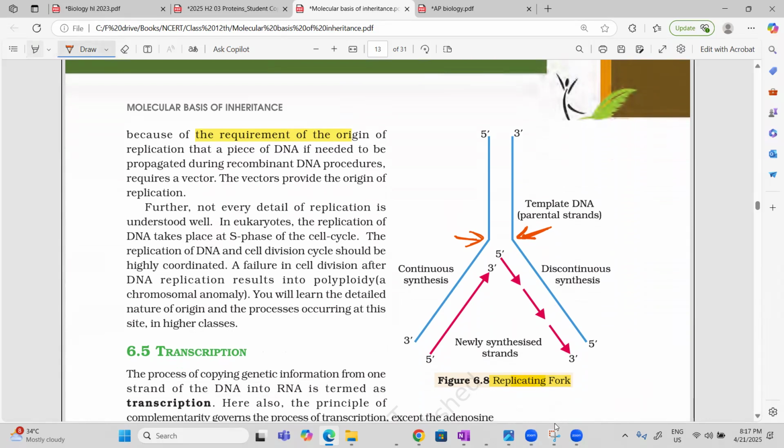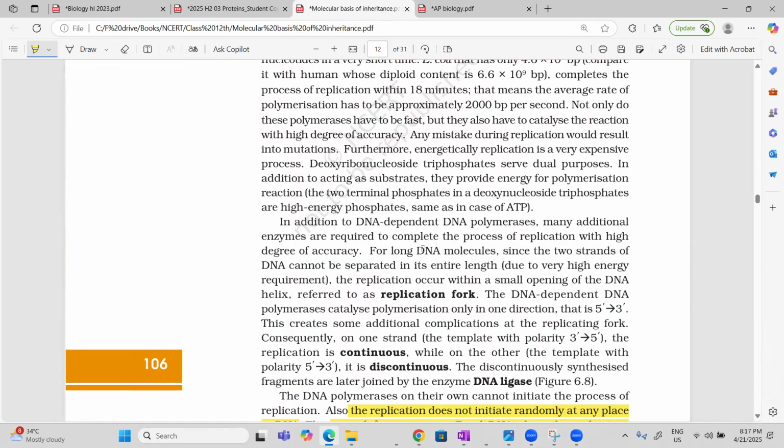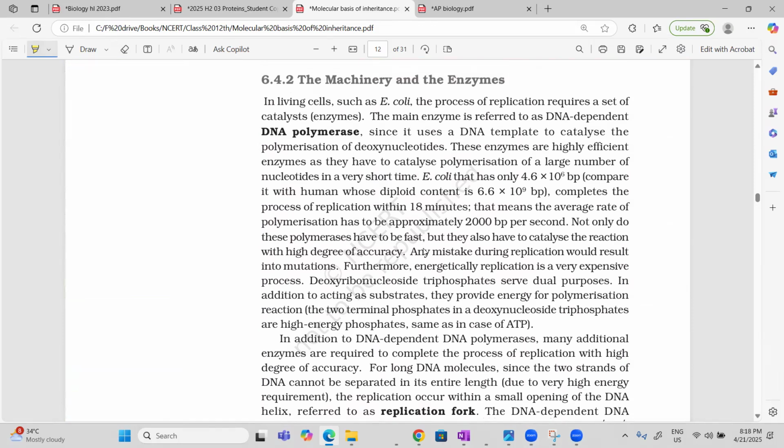Now, during which phase of the cell cycle does the DNA replicate? You know very well, replication occurs during the S phase of the cell cycle. Now, the main enzyme. Please learn this way only. Though you require a set of enzymes, E. coli for replication requires a set of enzymes.